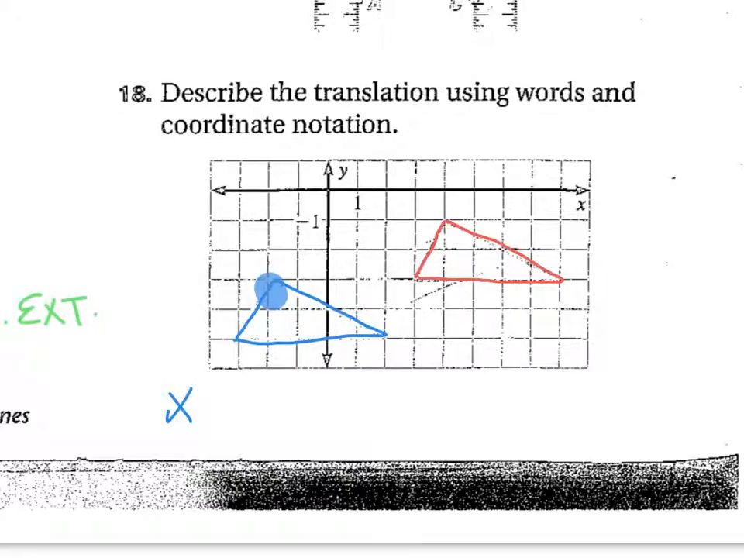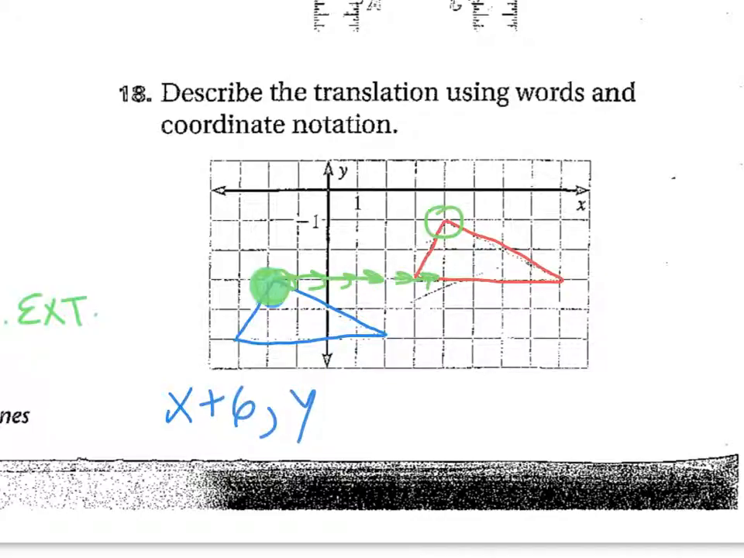Let's change that color, green. Now, so for green, here we're going to move from this point over here to this point over here. So we move 1, 2, 3, 4, 5, 6 units to the right. And we're going positive on the x-axis, so that's x plus 6.